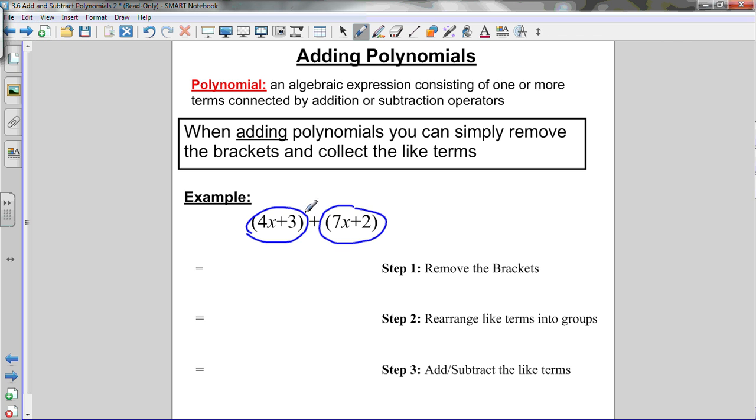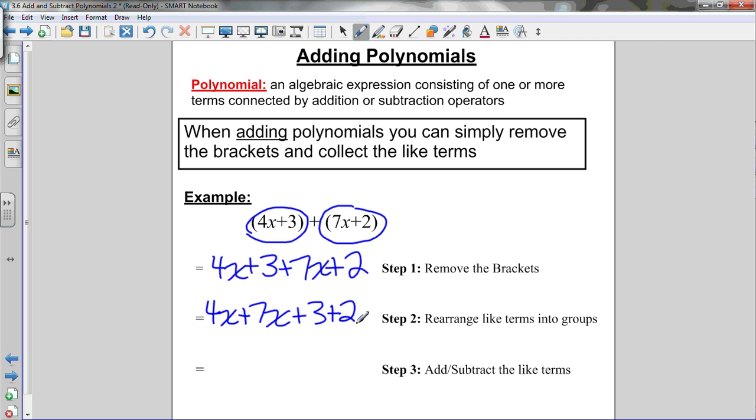So 4x plus 3 plus 7x plus 2. I'm going to rewrite that. So step 1, remove the brackets. Rewrite it without the brackets: 4x plus 3 plus 7x plus 2. Now, this is just like what we did in section 3.5. I'm going to simplify this expression by collecting my like terms. To do that, I'm going to first put my like terms into groups. So I'm going to put my 4x and my 7x beside each other. And I put my 3 and my 2 beside each other.